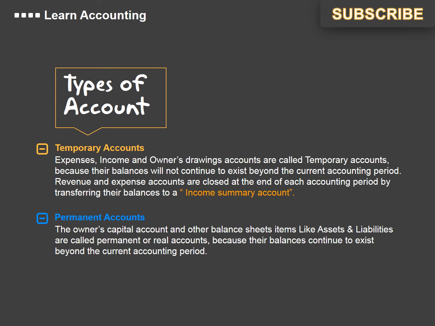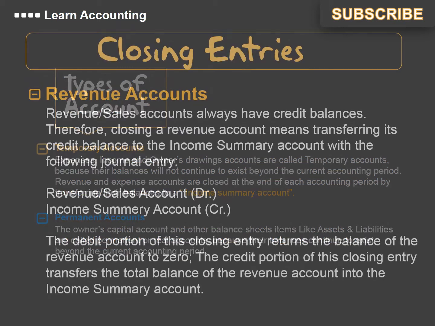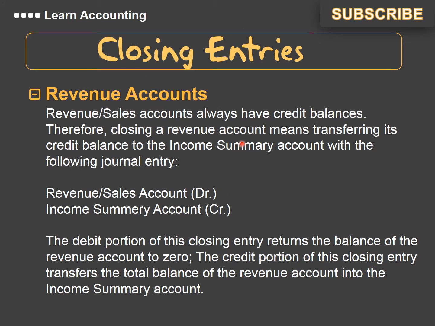So let's talk about the closing entries. What will be the general entries now? Closing entries for the revenue accounts or the sales accounts. Sales accounts always have credit balance, you know. Therefore, closing a revenue account or sales account means transferring its credit balance or the ending balance of this ledger to the income summary account with the following general entry.